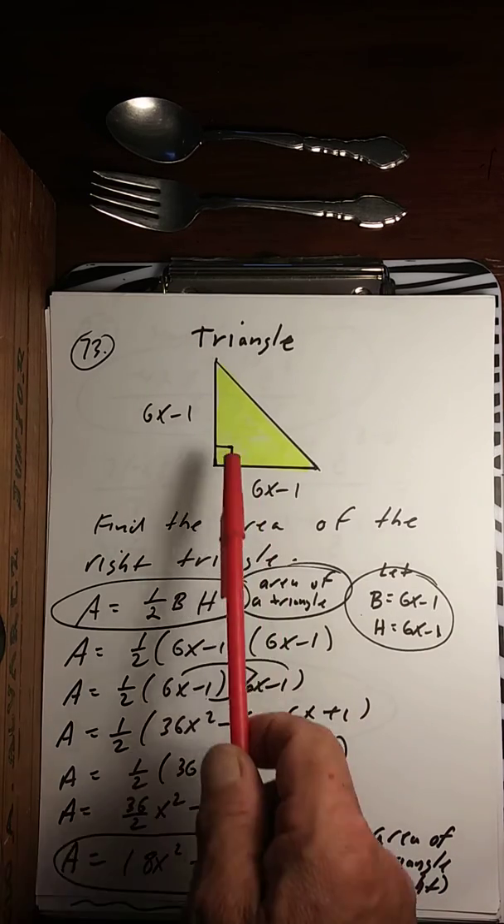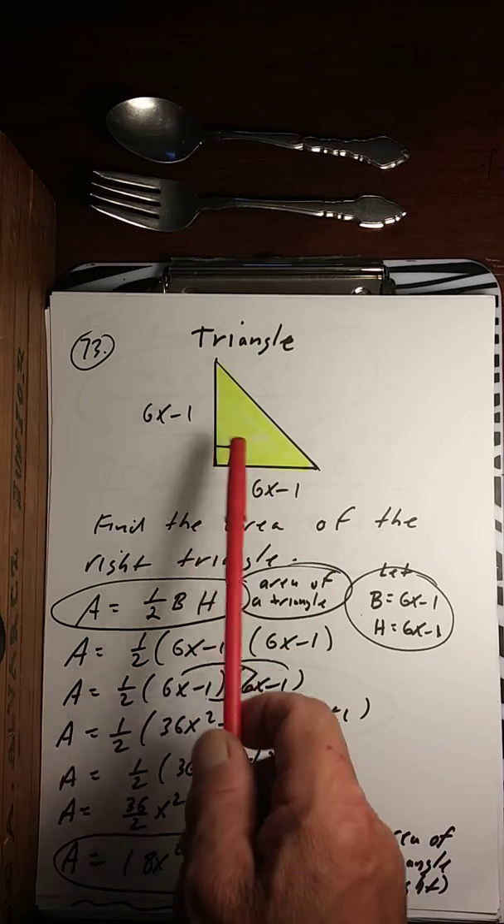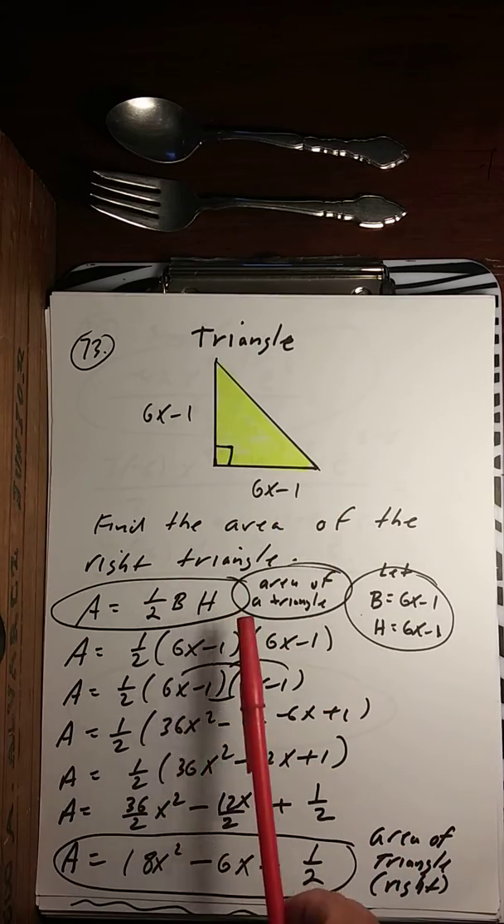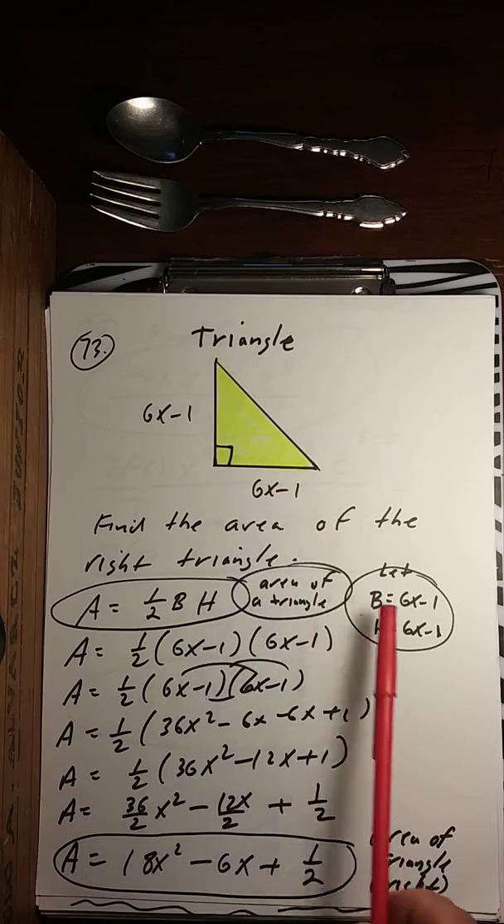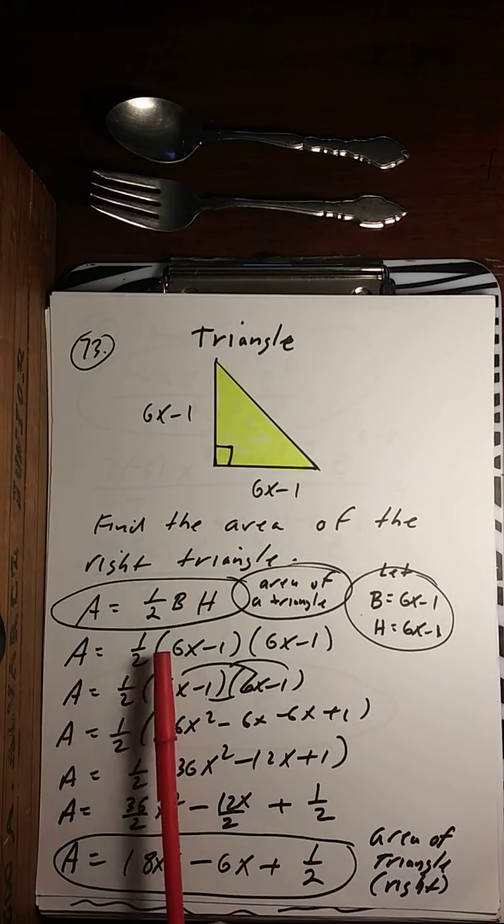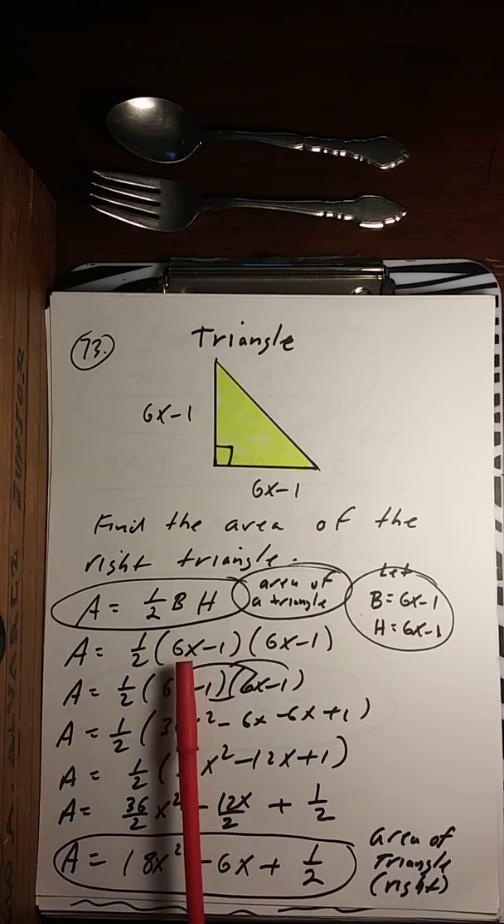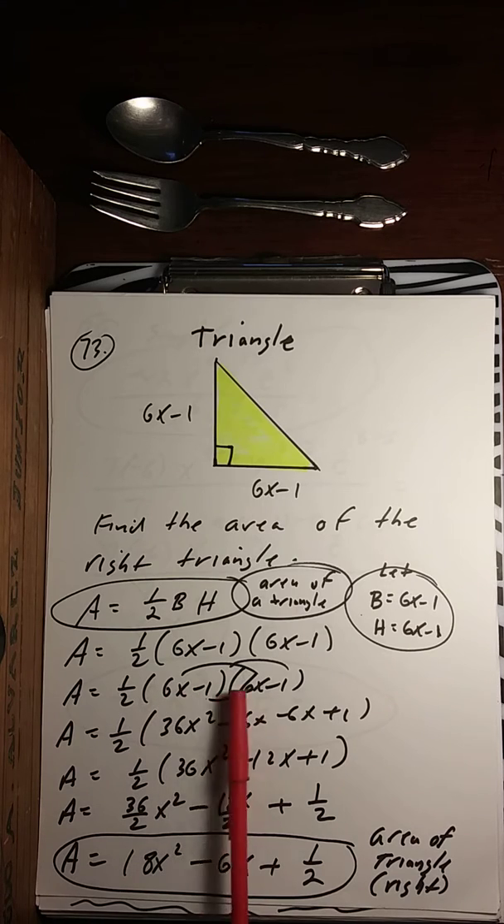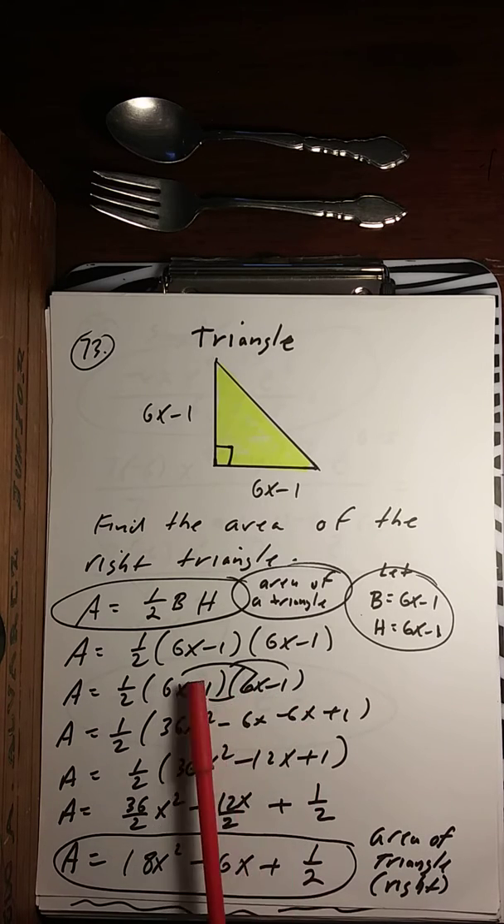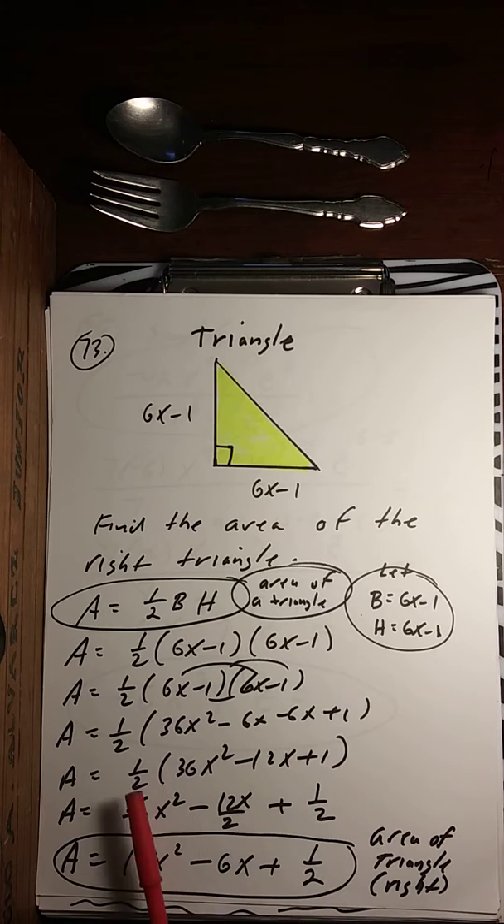Find the area of the triangle. So right triangle, it doesn't matter. It's going to be area of a triangle. So area of a triangle is 1/2 base times height. So base, this one, height, same thing. So multiply 1/2 base times height. That turns out is 36x squared. That turns out is negative 6x, and that's going to be a positive 1. 36x squared minus 12x plus 1. Now put 2's under that. This one by 2 is 18x squared. That one by 2 is negative 6x. And this 1/2 is just 1/2. This is the area of that triangle, or right triangle.